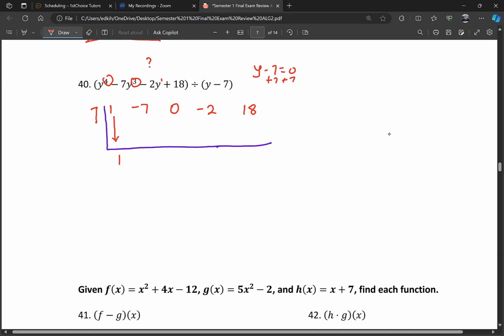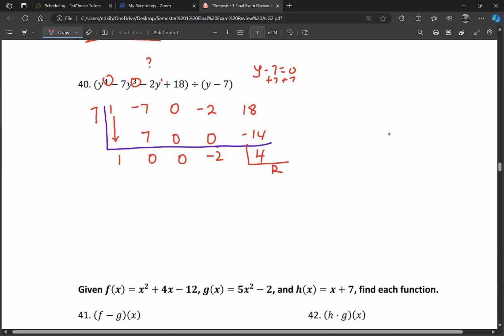And you're going to multiply. 7 times 1 is 7. You're going to add these. You get a 0. 7 times 0, 0. 0 plus 0, 0. 7 times 0, 0. Negative 2 plus 0, it's negative 2. 7 times negative 2, negative 14. 18 minus 14 is 4. Again, always box off the last digit.